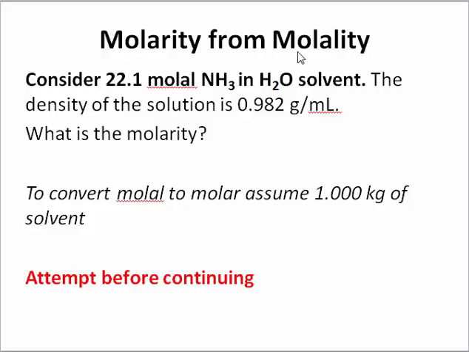Now let's consider molarity from molality. Consider a 22.1 molal ammonia solution in H2O solvent. The density is 0.982 grams per milliliter. What is the molarity? Again, here we have a molality and a density, and we want to find molarity. You should stop and attempt this problem before continuing. The hint is to convert molal to molar, assume 1 kilogram of solvent.